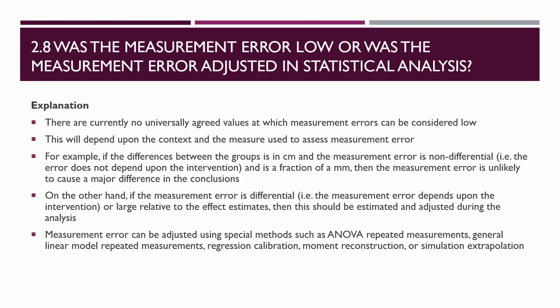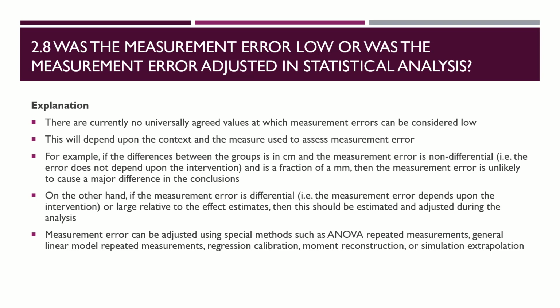Now, in the previous questions, we were not assessing whether the measurement error was low or anything at all. We were just finding out if the measurement error was reported in the last three signaling questions. In signaling question 2.8, which is the last signaling question for this domain, was the measurement error low or was the measurement error adjusted in statistical analysis?